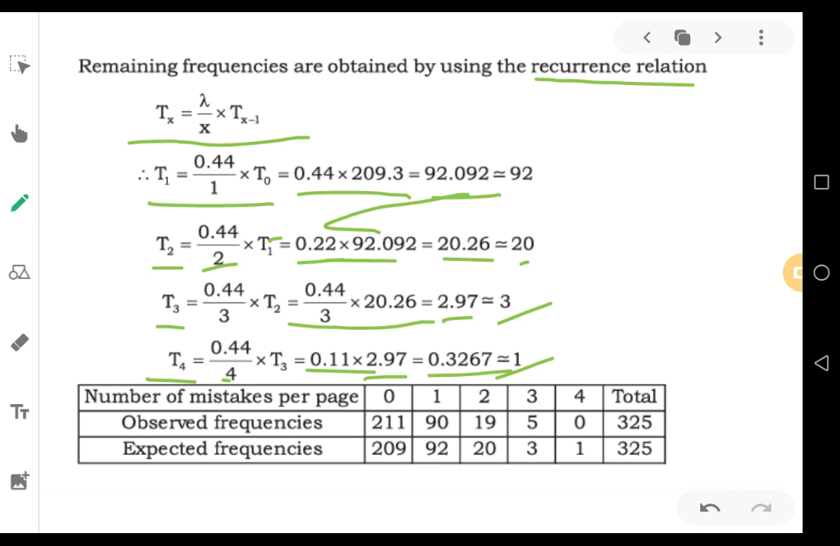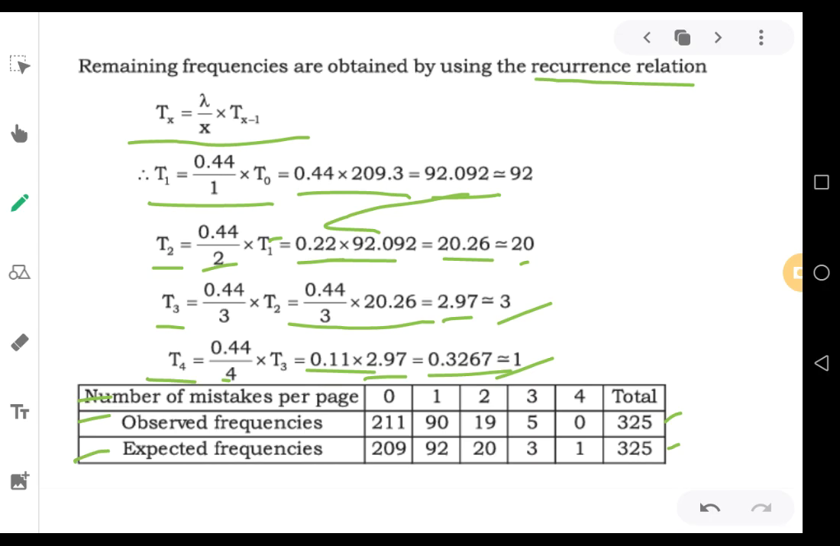So once you have got all the values of the theoretical frequencies, put them in the form of a table. Number of mistakes per page, that is x. Observed frequencies, which are given in our question, and expected frequencies, those which we have calculated now. The total should be the same for observed and expected frequencies. So the rounded expected frequencies are presented in the form of a table. This will be the Poisson distribution theoretical frequencies.